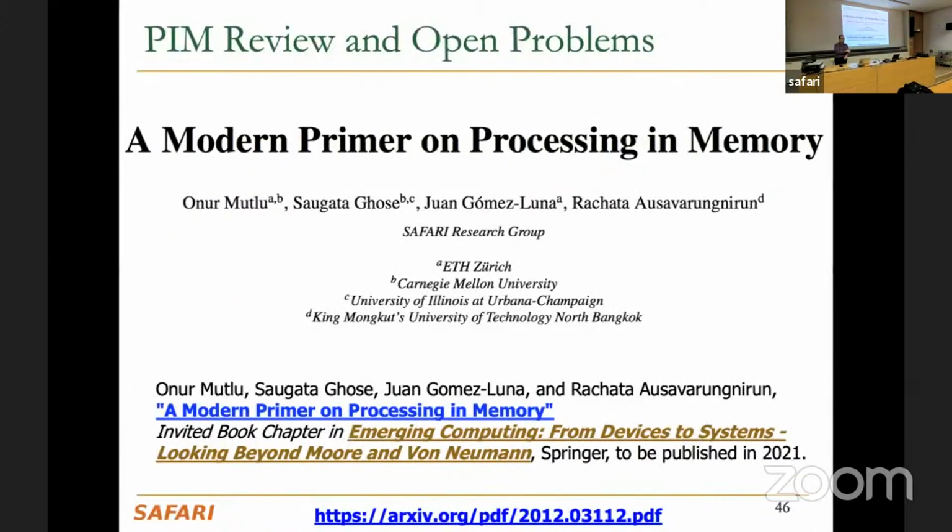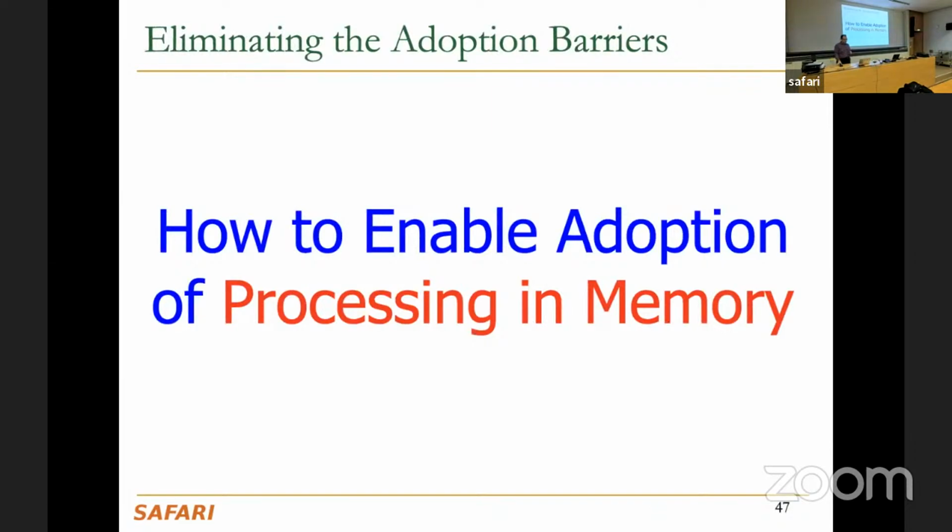Okay, so if you want to have a big picture of processing memory, what the categories, challenges, and opportunities are, you can always check this book chapter that we wrote. We are also releasing the new version of it, hopefully soon. So stay tuned for that as well. So let me also quickly go through enabling adoption of processing memory, and then we can conclude today's lecture.